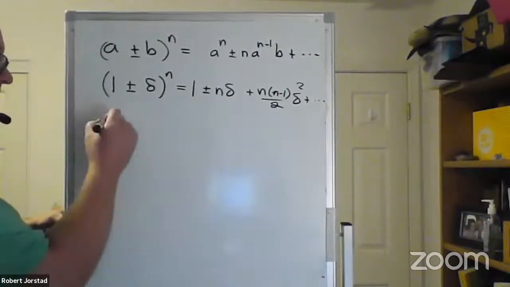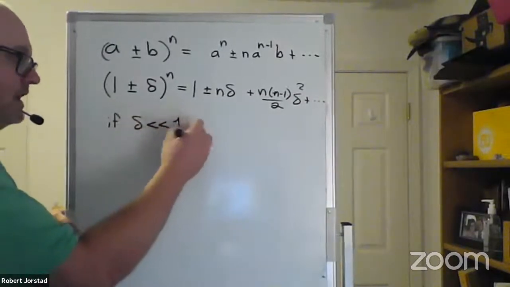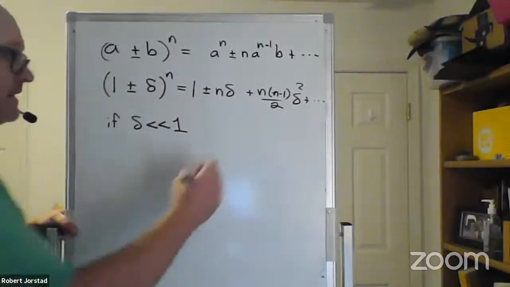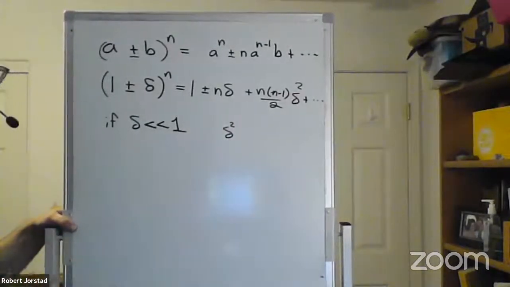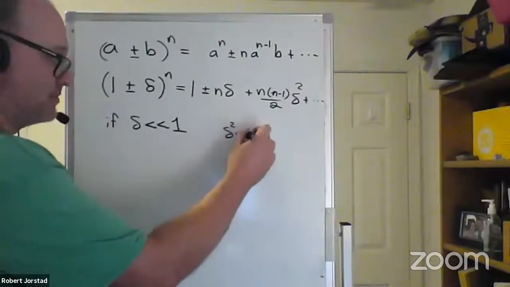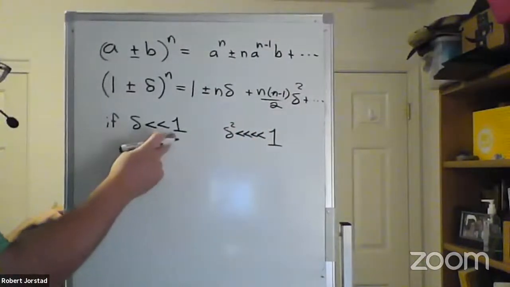I want you to think, if delta is much, much less than 1, what about delta squared? It would be much, much, much, much less than 1, right? Because it's much, much less than 1 squared.